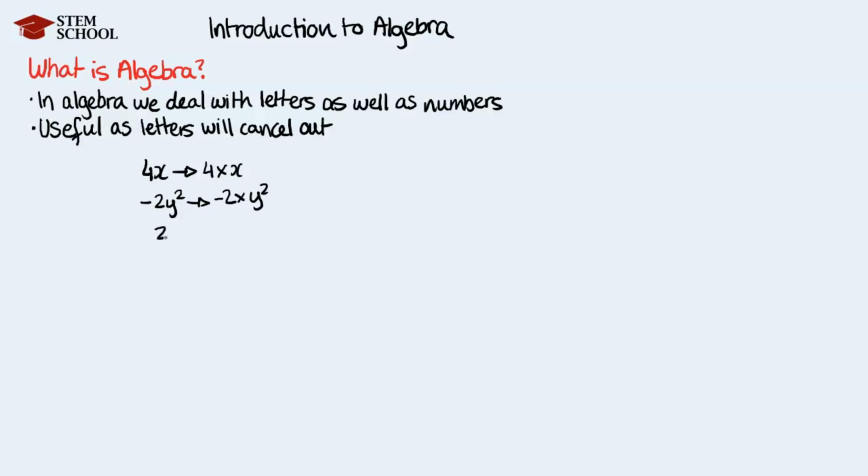Now lastly, let's do a single letter, let's do z. What we need to appreciate is that there's an imaginary 1 in front of the z. So this could be written as 1 times z, but we just write it as a single letter. A bit of terminology to take forward is that these things on the left hand side, the 4x and minus 2y squared and the single z, are called terms. That's something we're going to hear a lot.